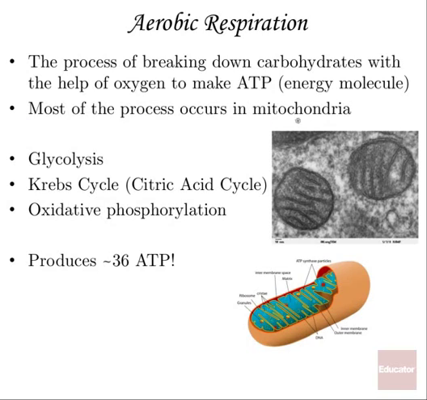Most of the process occurs in mitochondria. If you took biology, you learned that mitochondria are kind of the powerhouses of the cell. That's where you get ATP from typically if you're eukaryotic like we are. So here's a mitochondrion. This is an actual electron microscope picture of mitochondria in human cells. This is your classic computer-generated model of what a mitochondrion looks like.